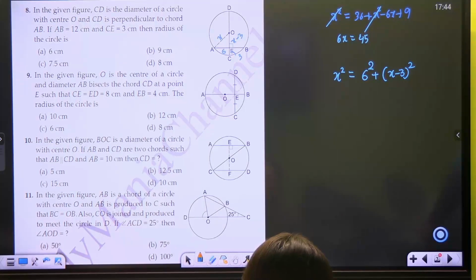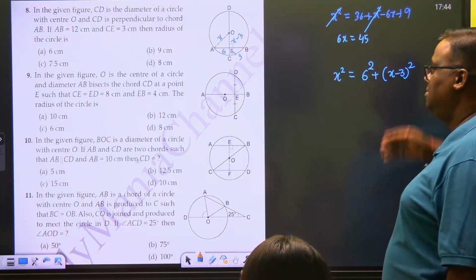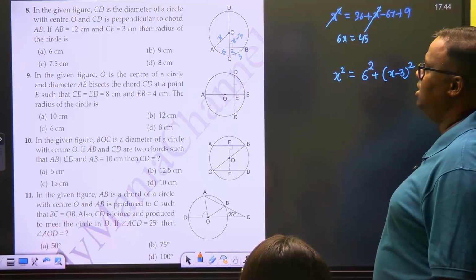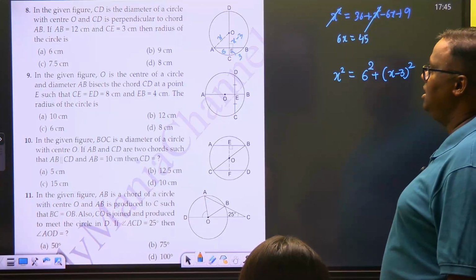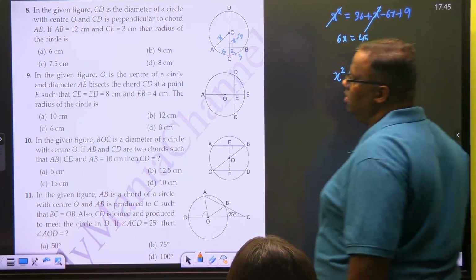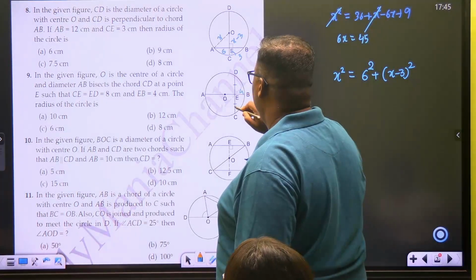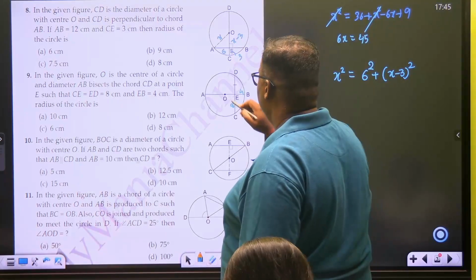Yes sir, tell us, what will the answer be? 8 centimeter. Sir, 4. No, wait, no, 4. Okay, AB bisects the chord CD at the point E such that CE is equal to ED, and EB is equal to 4. EB is 4 and this fellow is how much? 8. Right? Now they have asked you to find the radius.